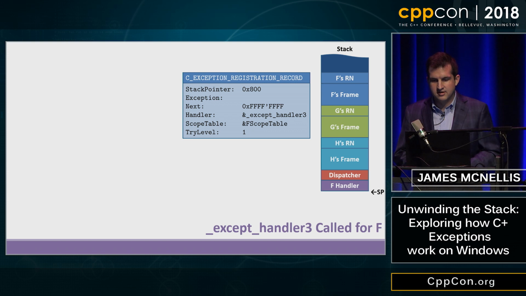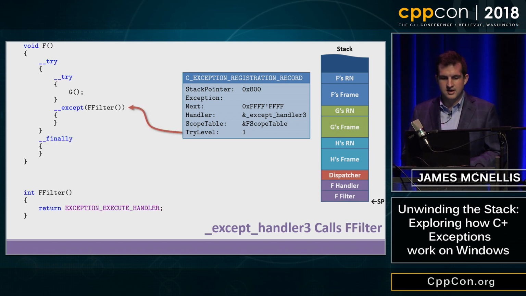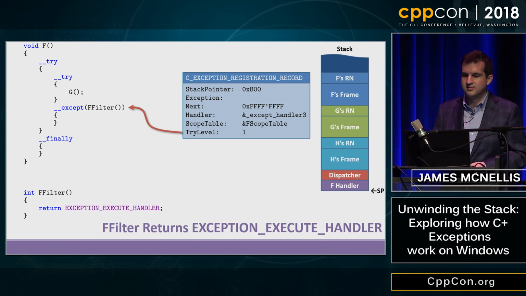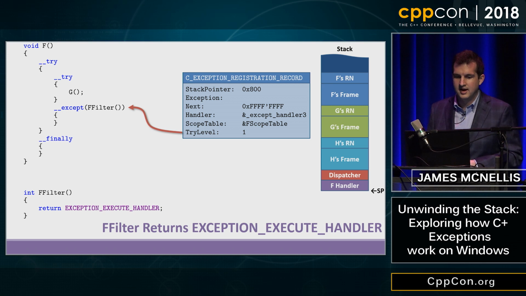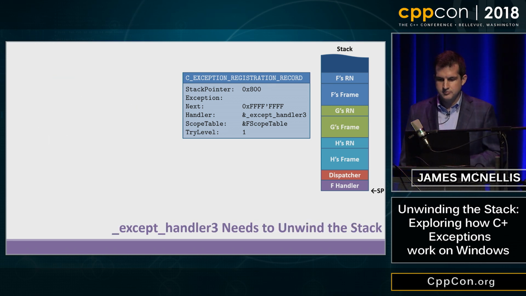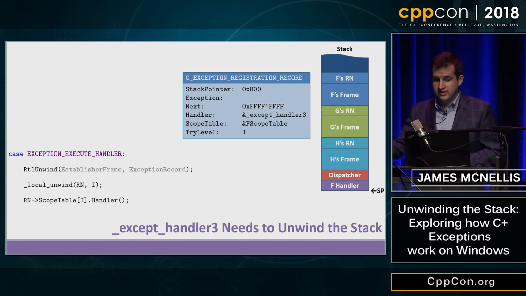The dispatcher then calls the handler for F. The handler looks at the current state, sees that it's an except block, calls the filter, and the filter returns exception execute handler, indicating that here is where we want to handle the exception and unwind the stack. So in this case, the handler is not going to return control back to the dispatcher. Instead, the handler needs to unwind the stack using those 3 steps that we had before.